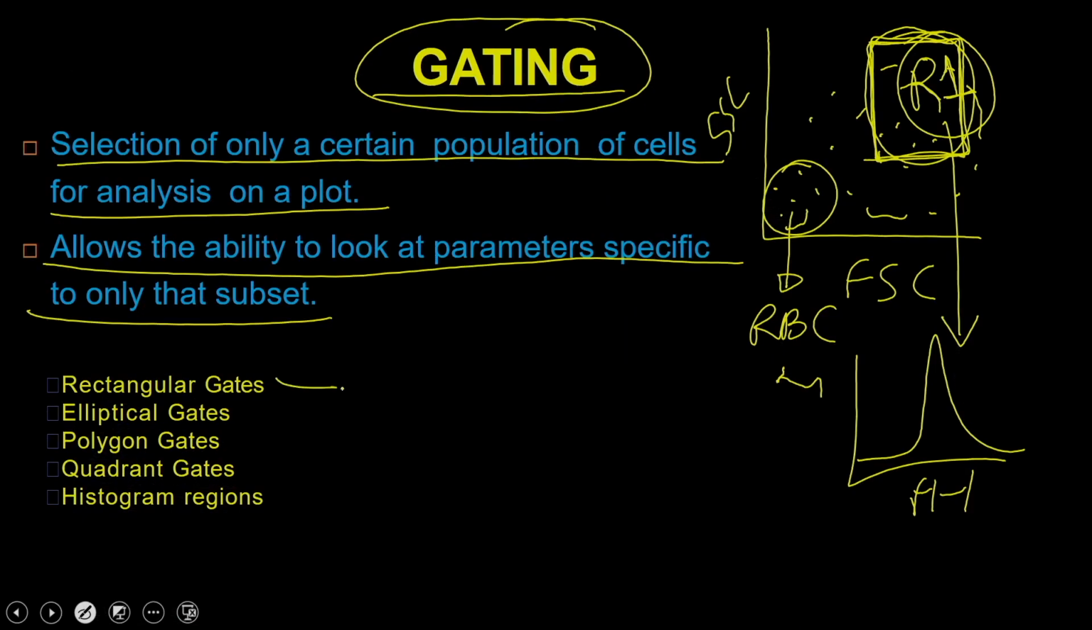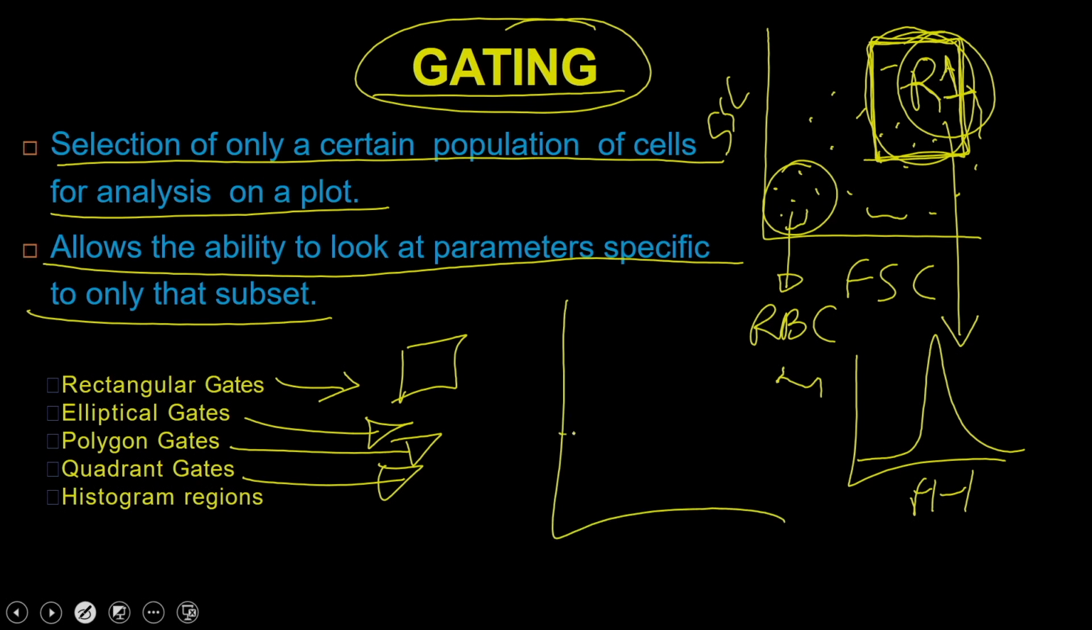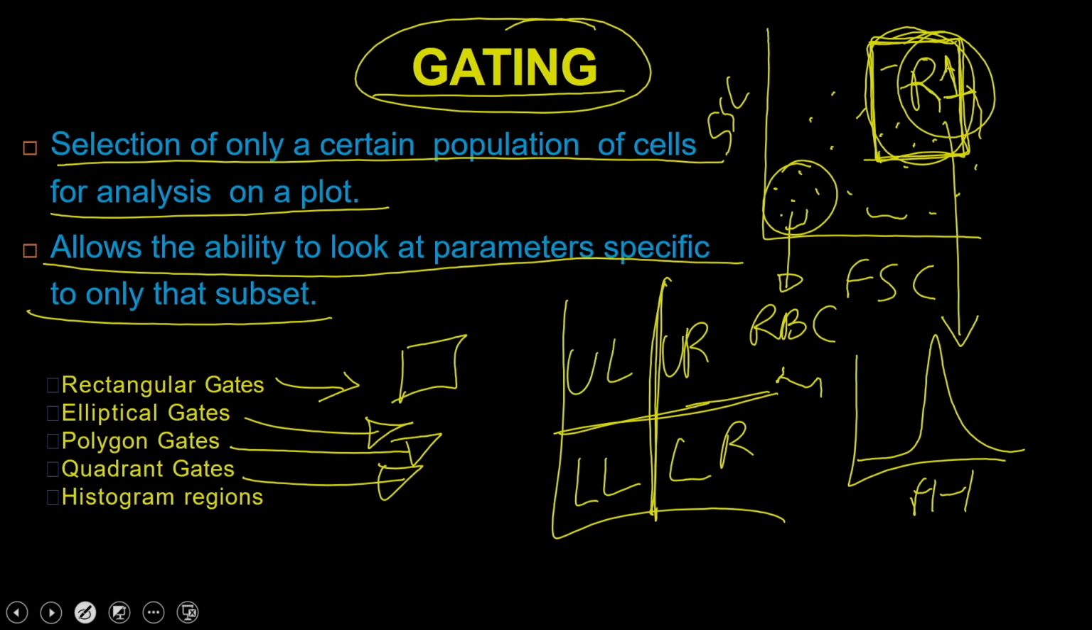Gates can be of different types, depending on what kind of shape you prepare. A gate could be rectangular, elliptical, polygonal, or a quadrant gate. A quadrant gate is a checkerboard kind of thing. It gives me 4 quadrants: the lower left, lower right, upper right and the upper left quadrants. So these are the 4 quadrants.